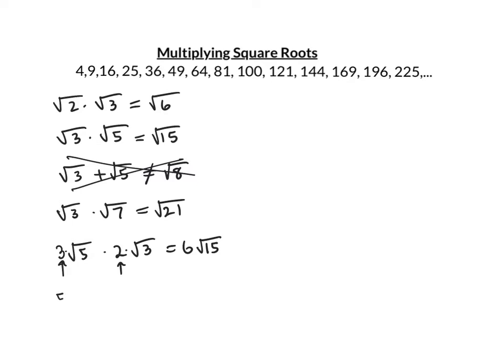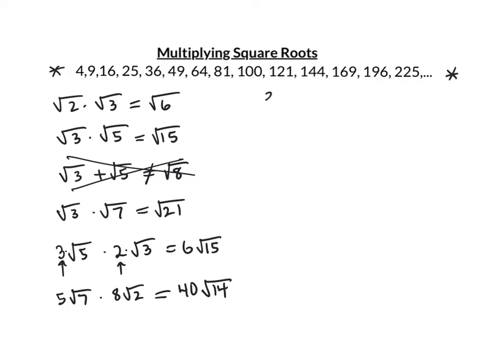One more. If I say 5 root 7 times 8 root 2, 5 times 8 is 40. Multiply the whole numbers. Root 7 times root 2 is root 14. However, you'll notice up above I have the perfect squares, because often when you multiply, you end up with a perfect square in your answer, which then you need to simplify.